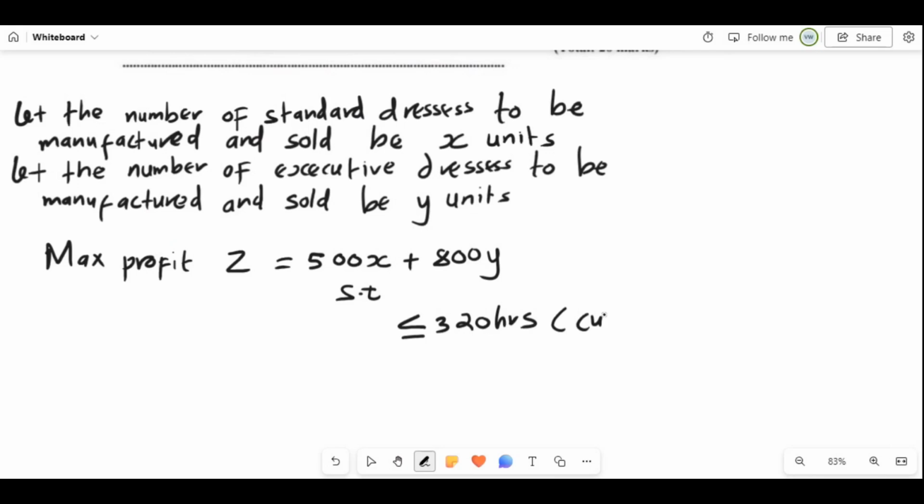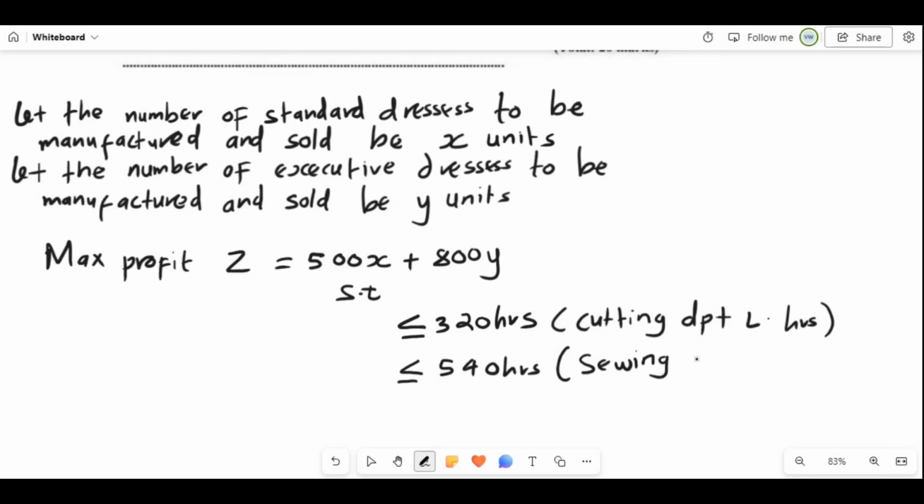This is cutting department labor hours, and this is the maximum. Then you also have the second constraint, which cannot exceed 540 hours. And this is sewing department labor hours.